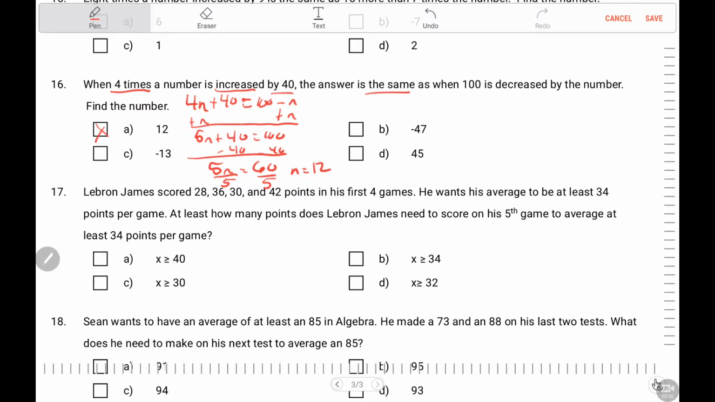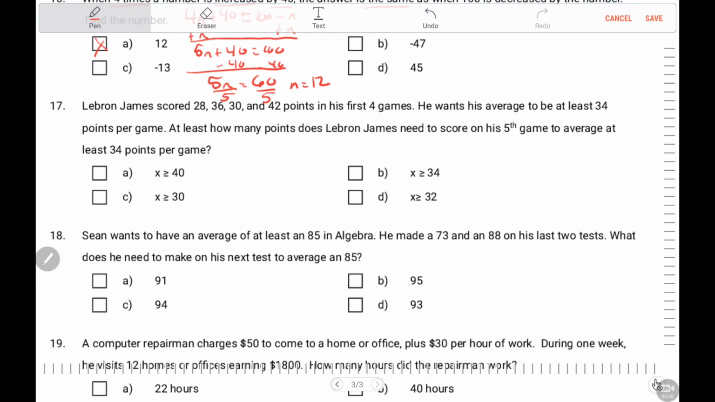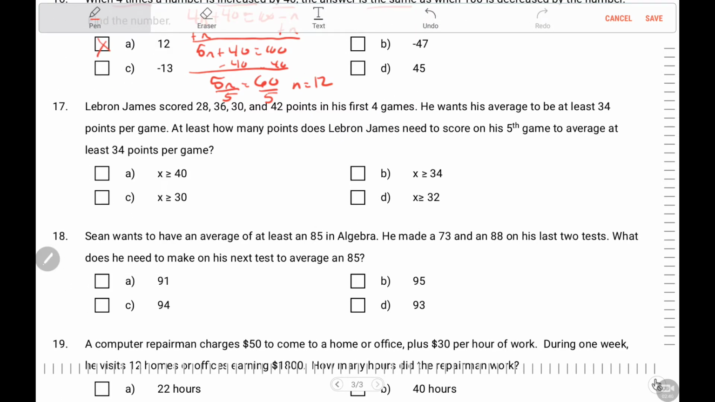Finally, 17 and 18. LeBron James scored these points in the first 4 games. He wants his average to be at least, so greater than or equal to, 34. At least how many points does LeBron need to score in his 5th game to average at least 34 points per game? So he wants the average to equal 34, or be at least 34.